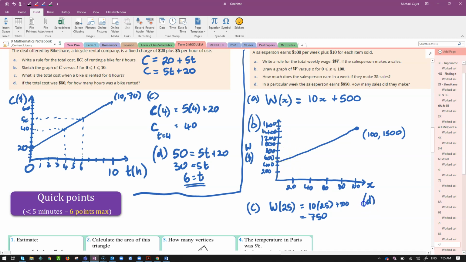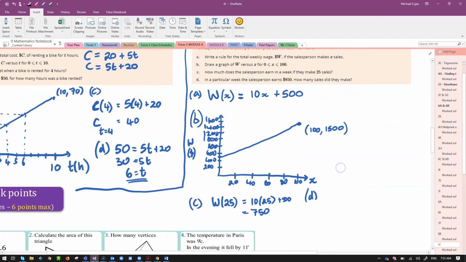Part D, in a particular week, if they earn 850, how many sales did they make? So you put 850 where the wage is. It's 10 times X, we don't know how many they sold, plus 500. And it's just a matter of working backwards. It looks a little bit messy. Let's do that. Subtract the 500. We've got 350 equals 10x. Dividing by 10, 35 items were sold. And you could write that in a nice little sentence there.